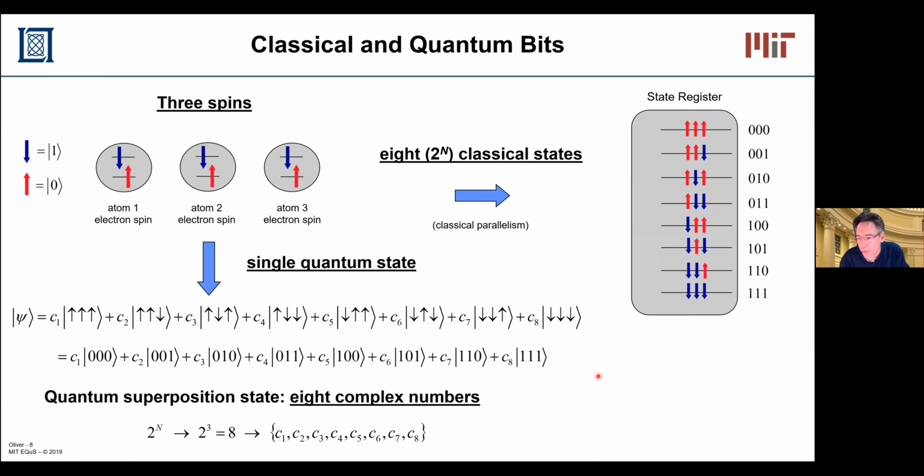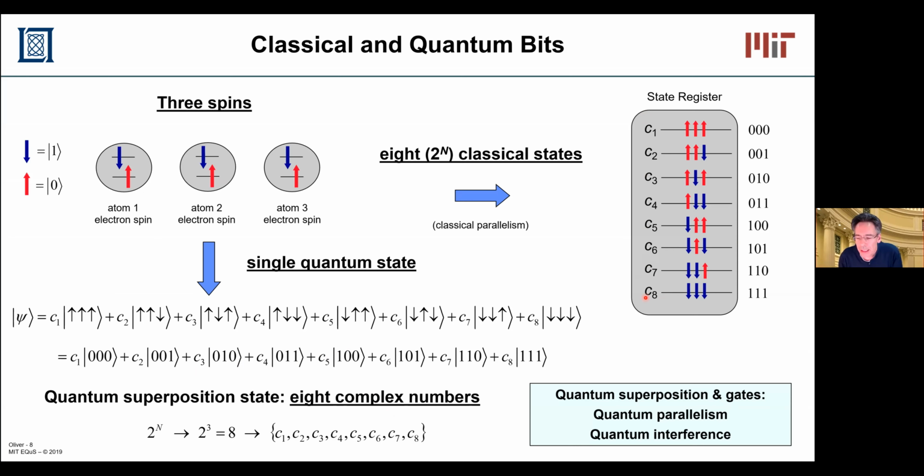Okay, so we're going to change this to a quantum state register. We're going to put these coefficients here, and this is now a quantum state register. And what I'd like to give now is just an intuitive look at what quantum parallelism and quantum interference look like. And this arises directly from having quantum superposition states and digital gates.